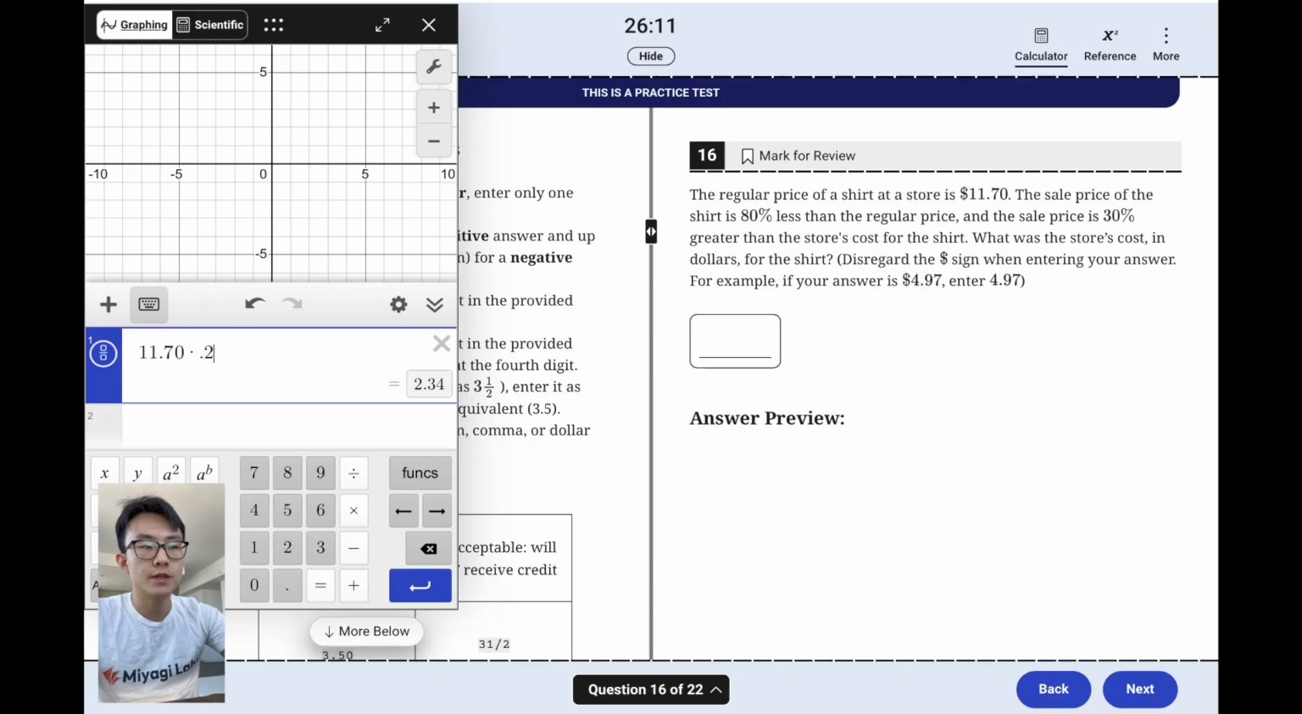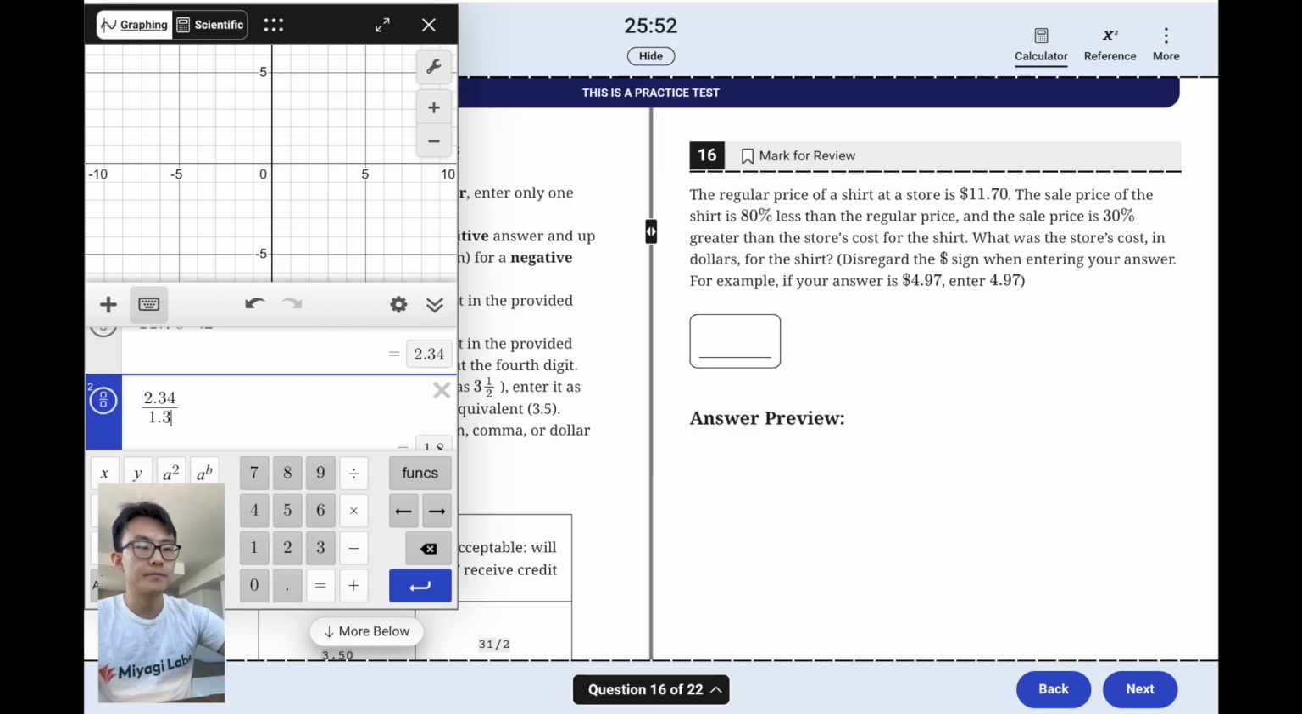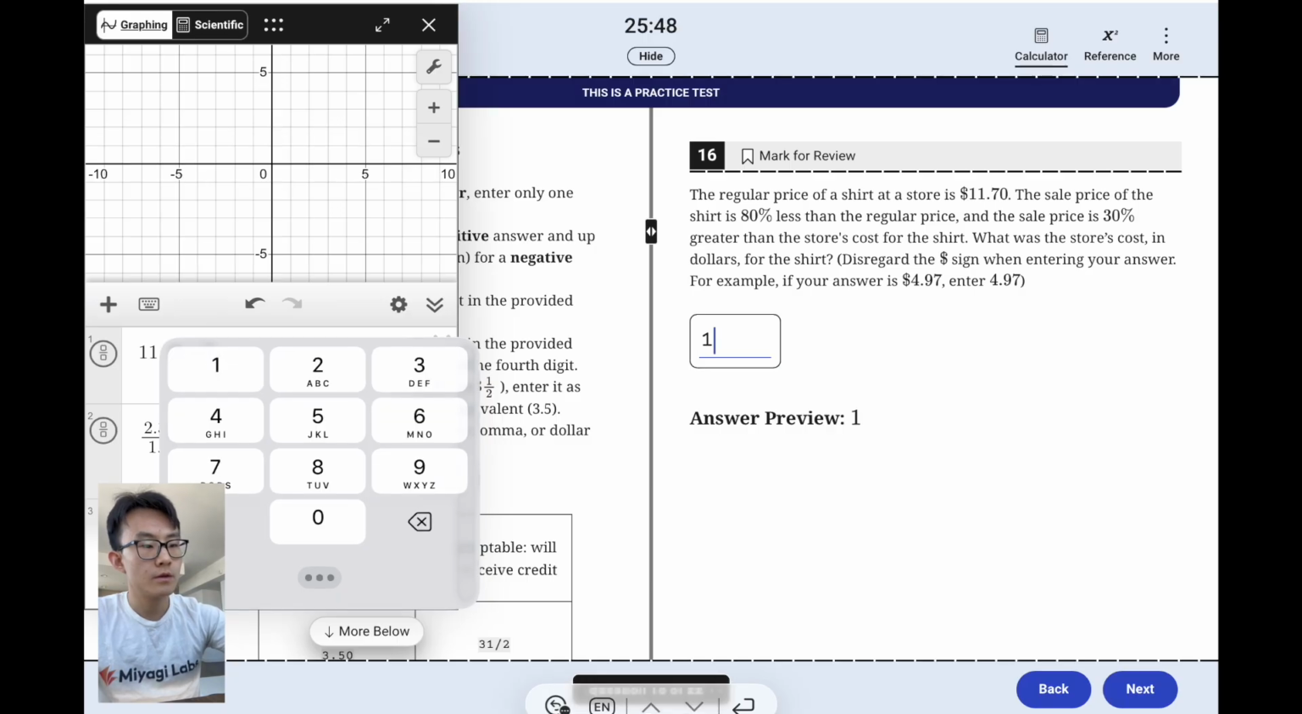And the sale price is 30% greater than the store's cost. So store's cost is what we want. Let's say it's S. S times 1.3 equals 2.34. So 2.34 over 1.3. What is the store's cost? It's 1.8.